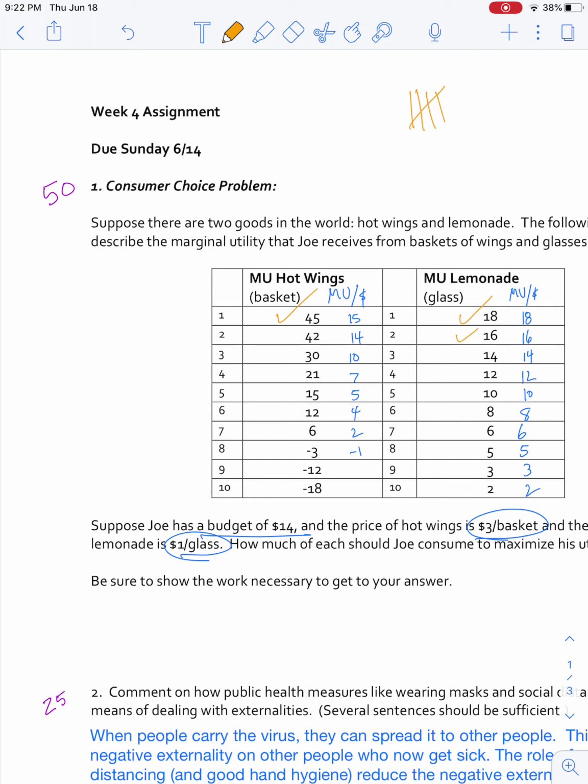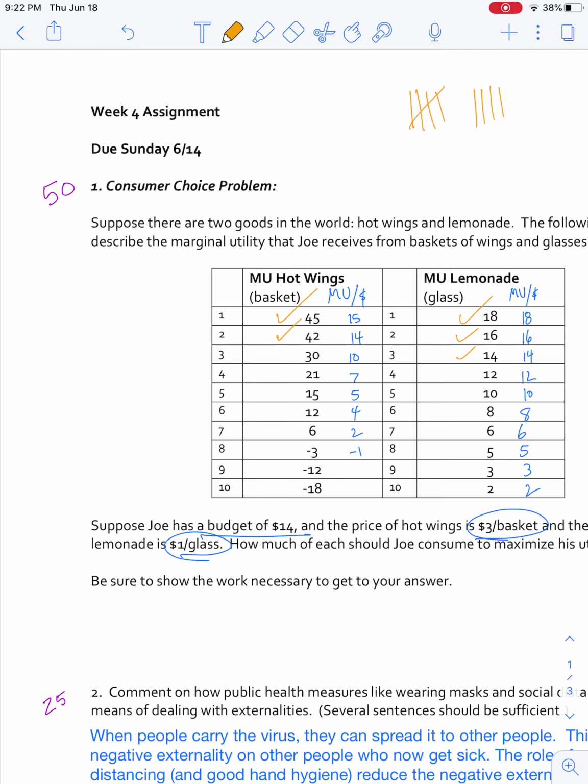Wings or lemonade? Well, in this case, they both give him the same marginal utility per dollar. So he could buy either one. It doesn't matter which one he does first. He has enough money to do both. So at the end of the day, if he does the wings first, then he'll do the lemonade next, or if he does the lemonade first, he'll do the wings next. He can do them both, right?